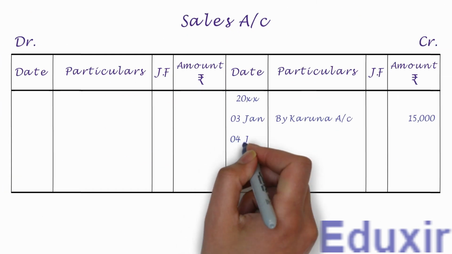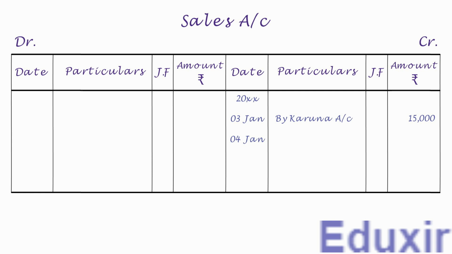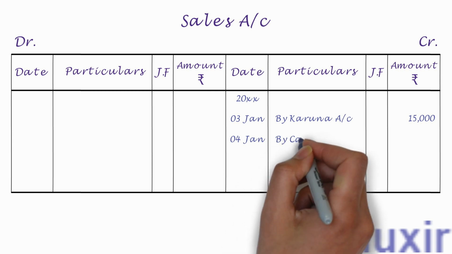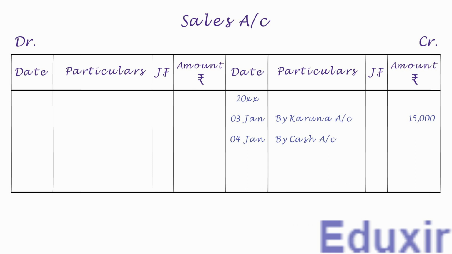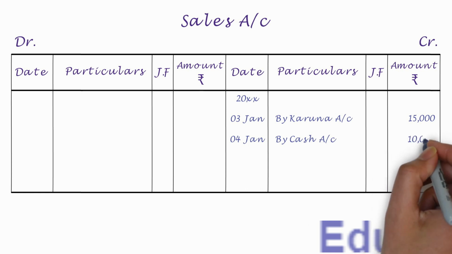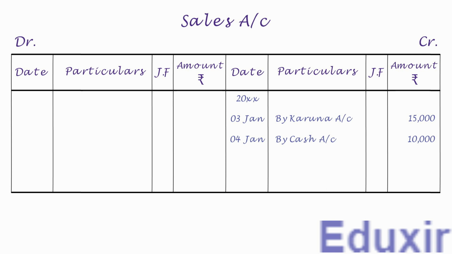On the credit side, let us first write the date in the date column. We need to write by cash account into the particulars column. Let us write the credit amount of 10,000 rupees into the amount column. With that, we have completed the posting of this journal entry into the sales account. Let us now take up the next entry.